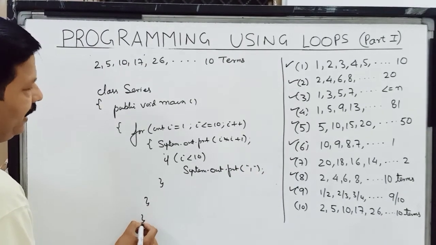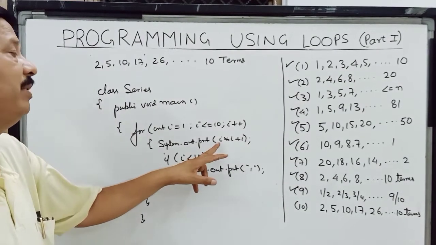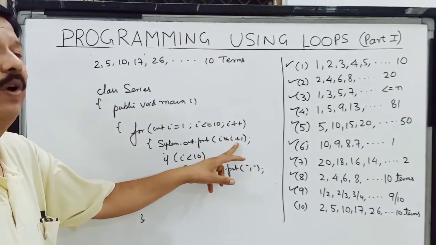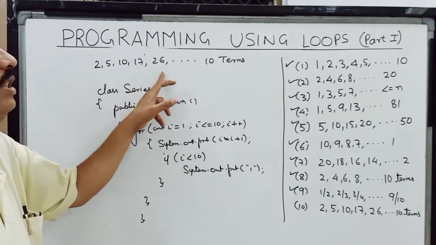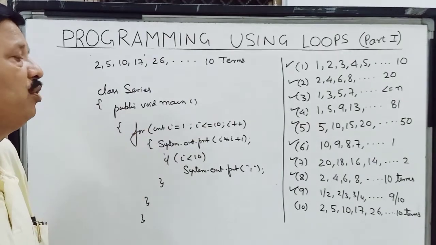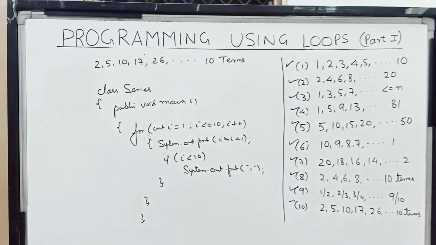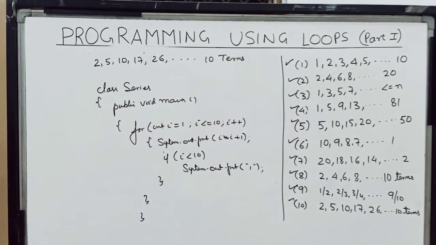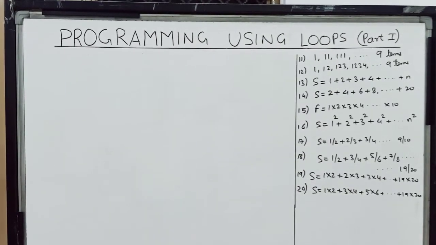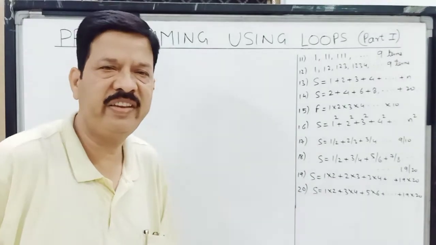So 10 times this value will get printed, and every time the square of a number plus 1 will be calculated, and it will be printing all these values. So children, I hope you have followed all these 10 series till date. Now we are going to continue with some more series.